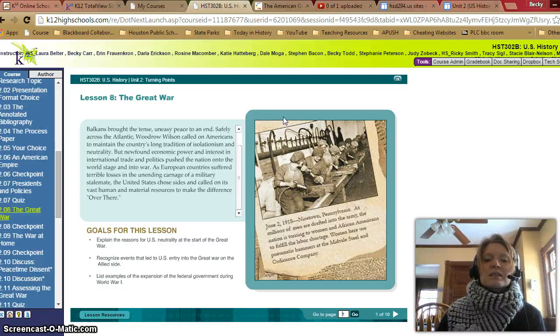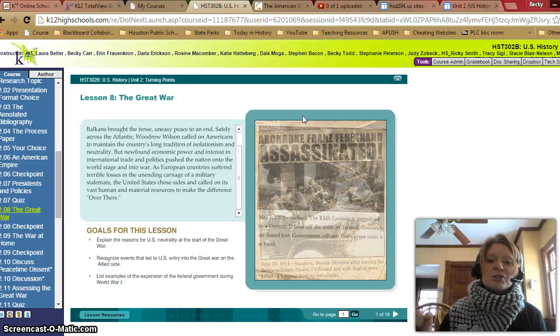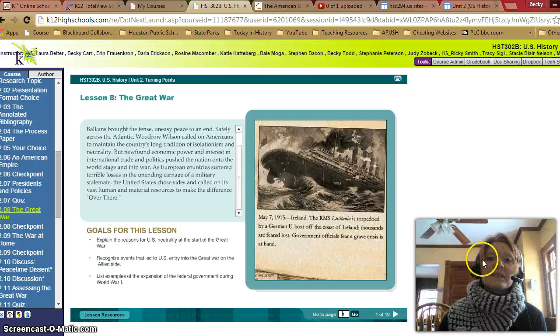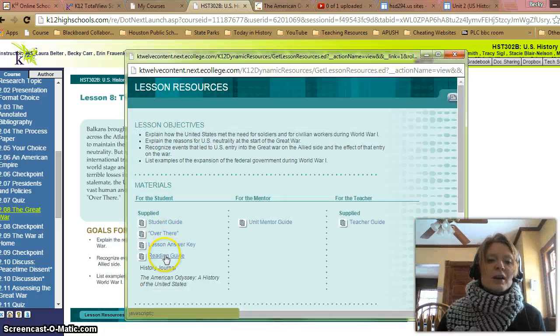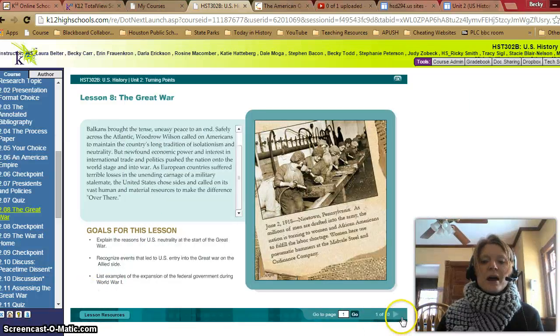One was the Archduke and Archduchess that were assassinated here, and then the other pictures were of the industrial push during the war, and then here's also the sinking of the Lusitania, which you're going to read about in the lesson. Remember to go to lesson resources and grab your reading guide and lesson answer key, and there's also this over there sheet that we're going to fill out too, so grab that as well.